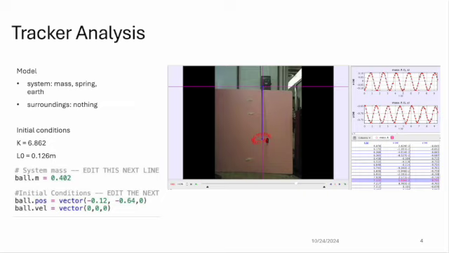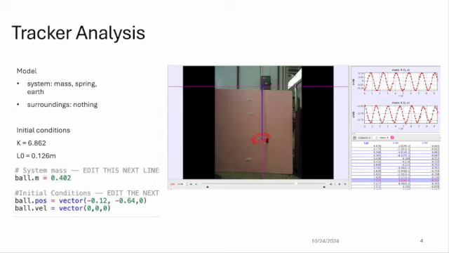So the model, the system is mass, spring, and the Earth, and the surroundings are nothing. The initial conditions, I found that the k factor is 6.862, the original length is 0.126, the mass is 0.402, and the mass's initial velocity is shown over there, and the initial position is shown too. So the initial velocity was zero.